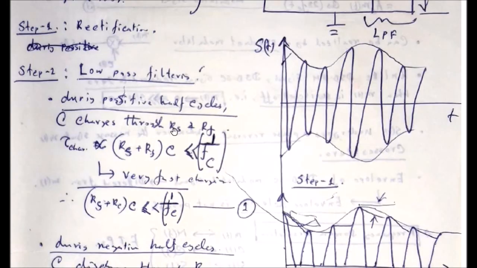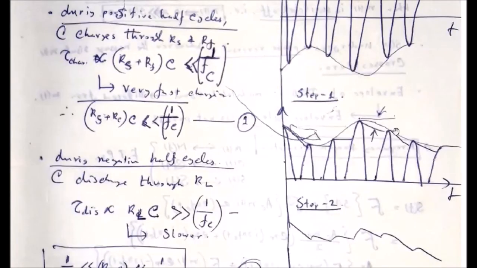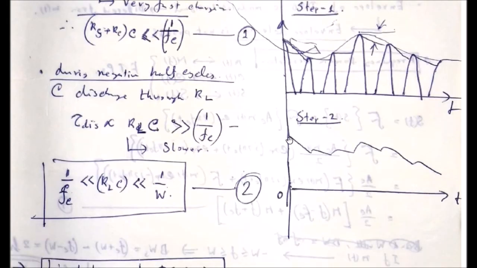And next, the discharging time. The discharging time should be much larger than the time period of the carrier signal, but it should not be very large; it should have a certain limit.